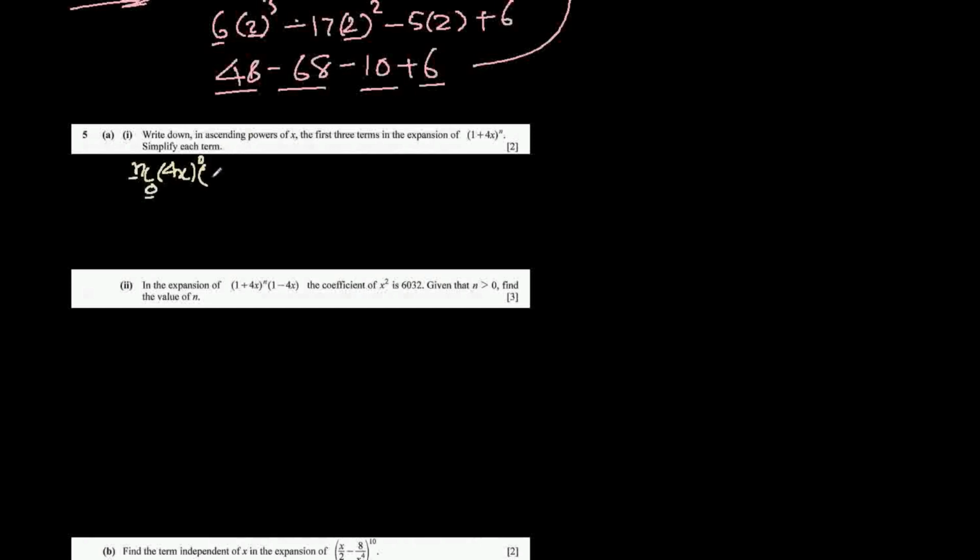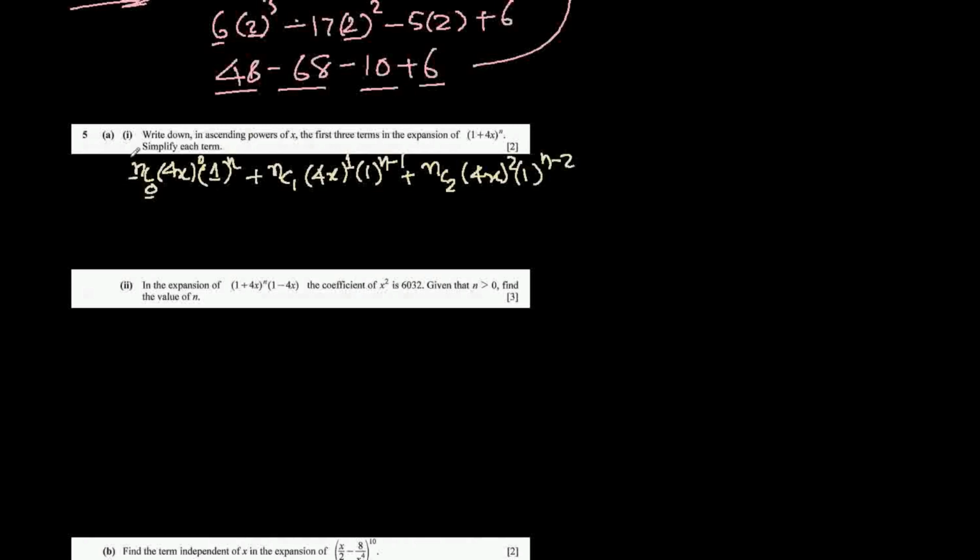So the next bracket will be the other term inside the bracket, which is just 1. It will become 1 to the power n minus 0, right? Then the second term will be nC1. 4x's exponent goes up by 1, but the exponent of 1 goes down by 1. The third term similarly will be, you guessed it right, yes, n minus 2. All right, these are the three terms.